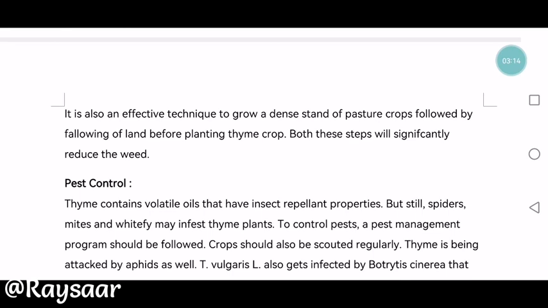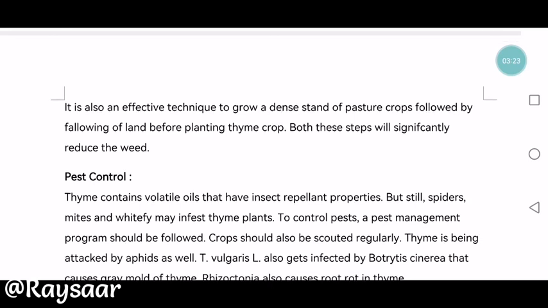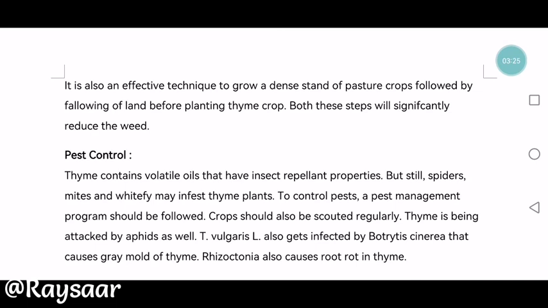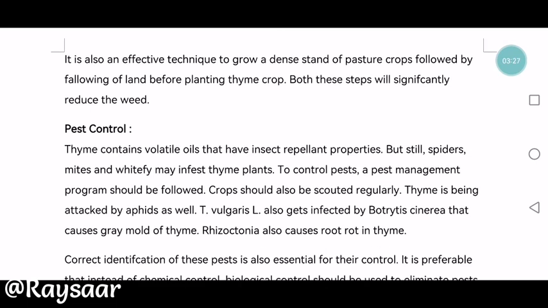It is also an effective technique to grow a dense stand of pasture crops, followed by fallowing of land before planting thyme crop. Both these steps will significantly reduce the weeds.